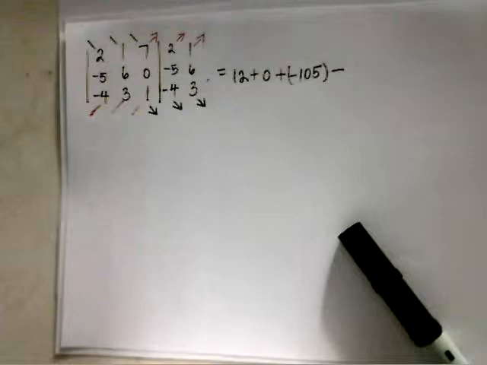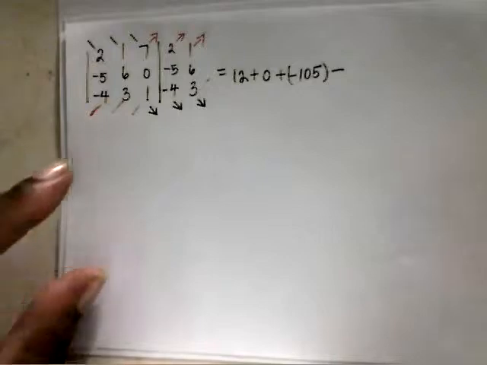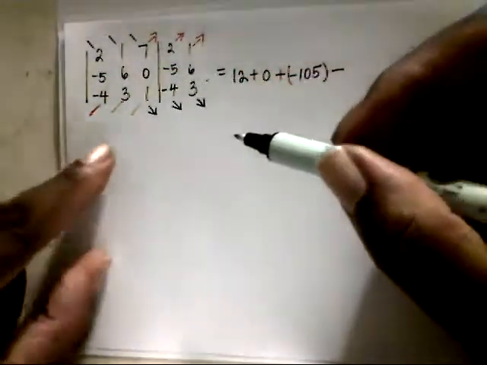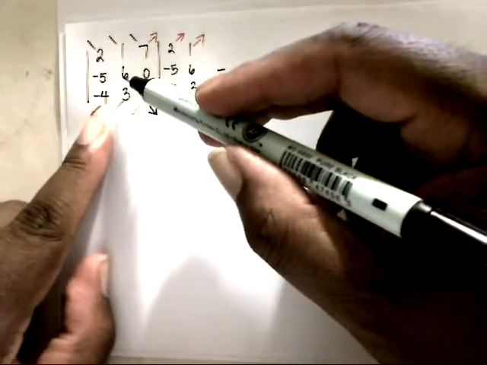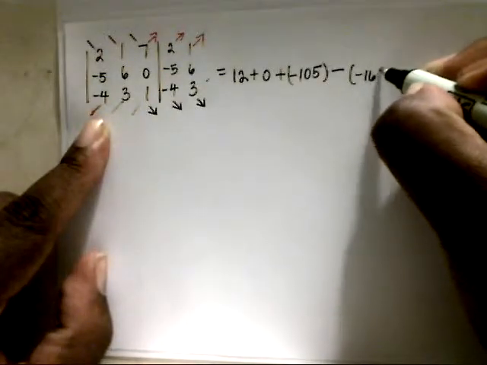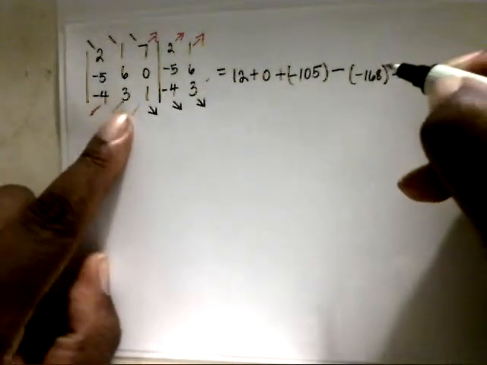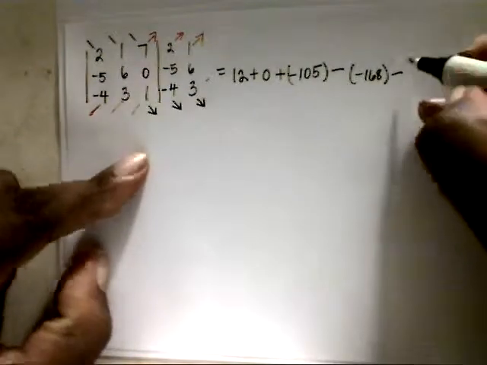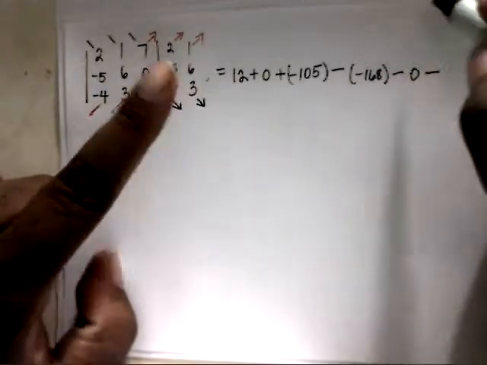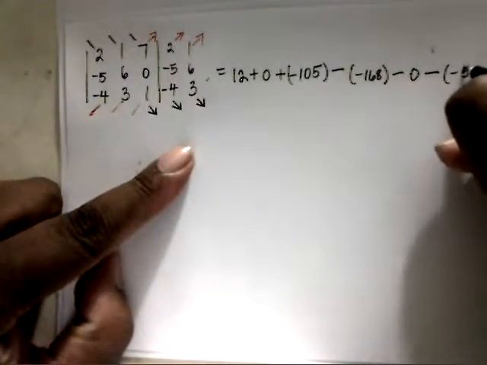So we just minus each product of each diagonal going from the lower left to upper right. So in this case here, -4 times 6 is -24. -24 times 7 was -168. Minus 3 times 0 is 0, times 2 is 0. That was easy. Minus 1 times -5 is -5 times 1, which is -5.